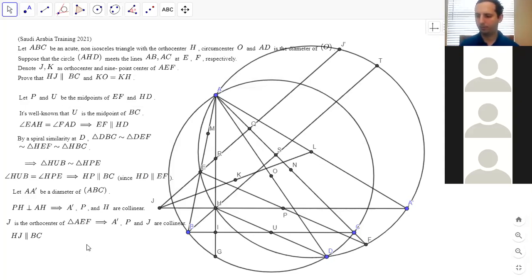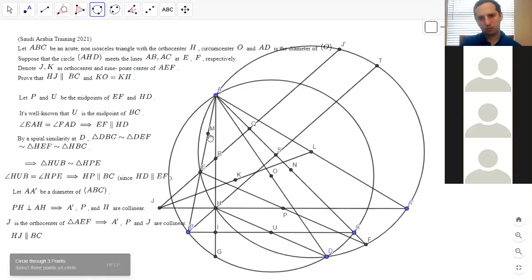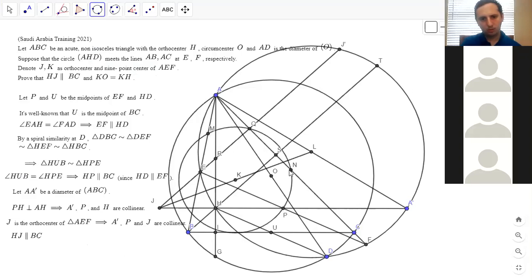Now let's see if we could solve the second part of the problem. We want to show KO is equal to KH. Actually, K does not lie on EF. I don't know why I thought it did. There were a couple things in the original diagram that look true but aren't actually true. Maybe the first part helps us prove the second part. Is OH parallel to something?